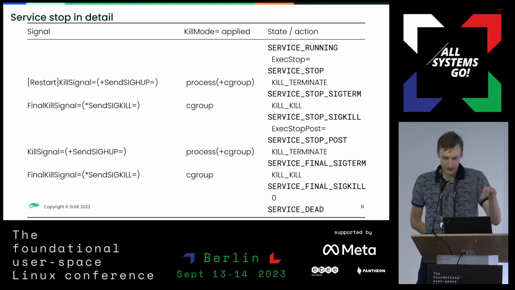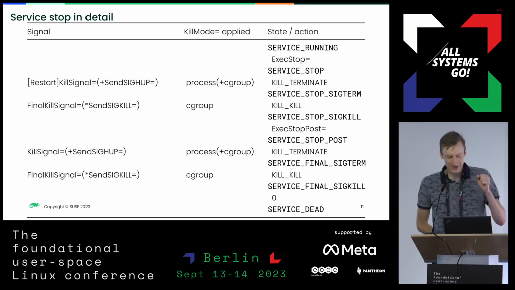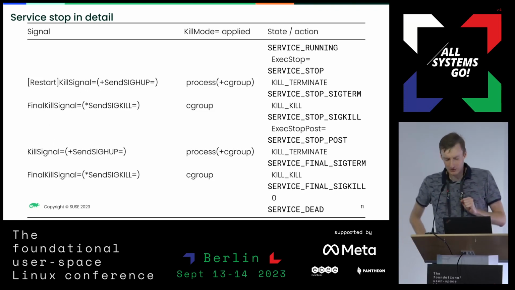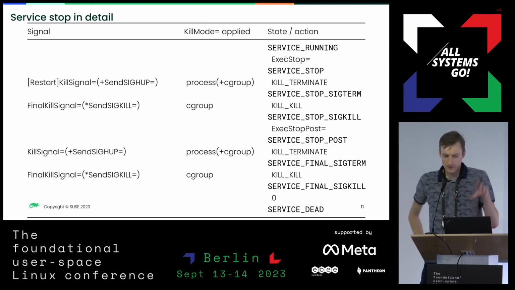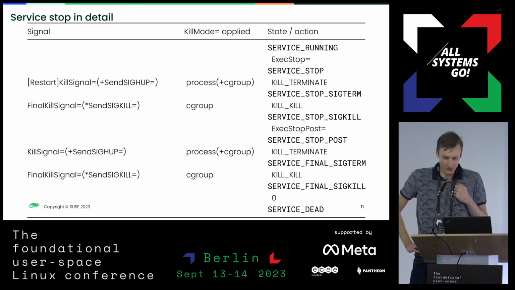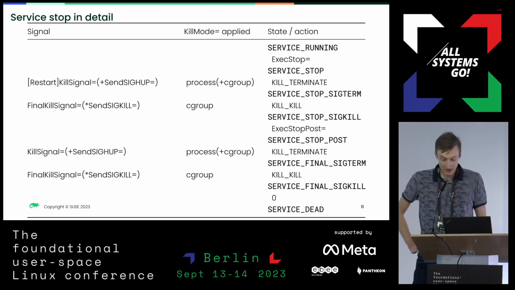On the left-hand side, you can see that the hang-up signal is optional, and the kill signal is also optional. The hang-up signal is actually additional on top of the terminate signal. And the middle column shows us the effect of the kill mode directive. Usually, in the first attempt, we will target only the main process of the service, and only in the second attempt, we will send the signal to all processes of the cgroup, depending on the configuration. There is one special value of this configuration, called kill mode none, which means that all of this is skipped and no signals are actually sent.